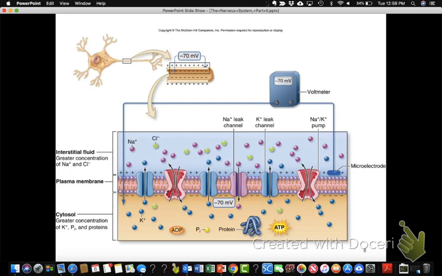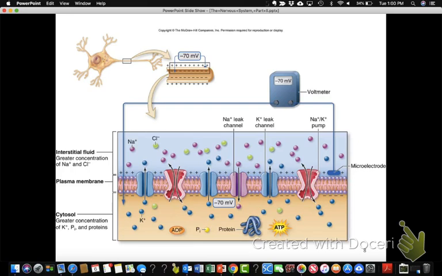And outside with the sodium you see chloride ions, and inside with the potassium you see PI, that's inorganic phosphate, and protein, and those are both trapped inside the cell, and they're anions. They have a negative charge. And of course you also have ATP.